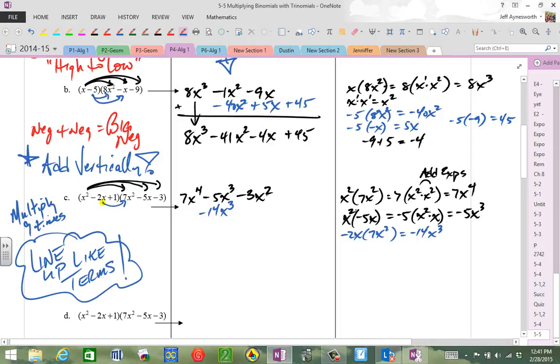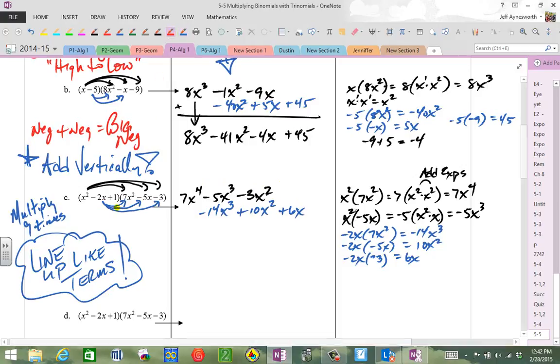Okay? Now we got second term times second term. We got negative 2x times negative 5x. That gives you a 10x squared. Why? Negative times a negative is a positive. X times x is x squared. So plus 10x squared. And notice that I line them up. Then I can take my second term times the third term. Negative 2x times negative 3. Well, just 6x. So plus 6x here. Fourth degree, third degree, second degree, first degree. Add up like terms, line vertically up.